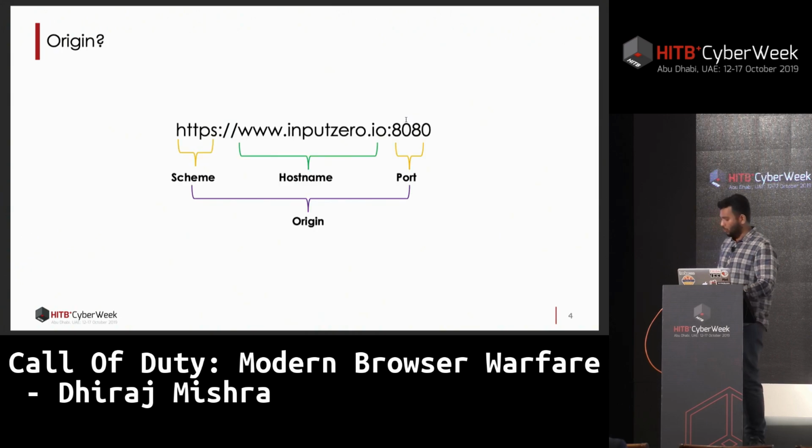Moving on to the next one, when we have a browser, there would be origins. This is just to give you a quick idea of what an origin is. It's a combination of scheme, hostname, and port. The scheme can be any protocol that you are using, the hostname is a name with a TLD, and the port is the port specified by the end user. So a combination of scheme, hostname, and port together is called an origin.